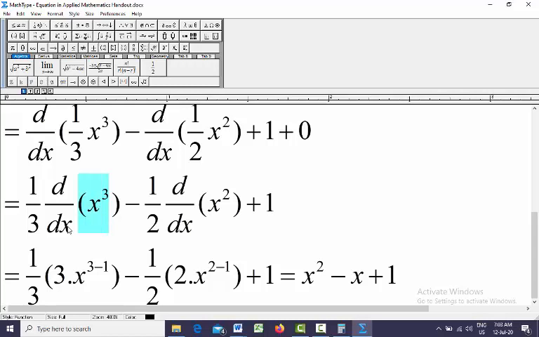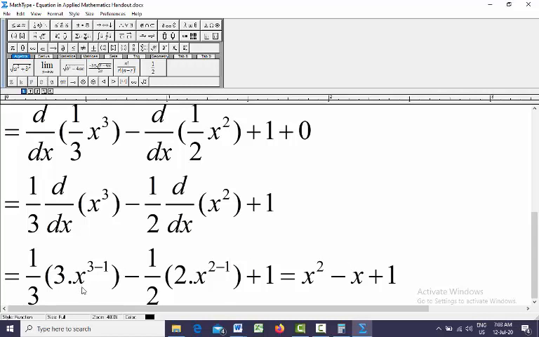So to do differentiation, the power should come first, and then you need to deduct 1 from the existing power 3. Right. Then here the power was 2. So the power 2 should come first, and from the existing power 2, you need to deduct 1.